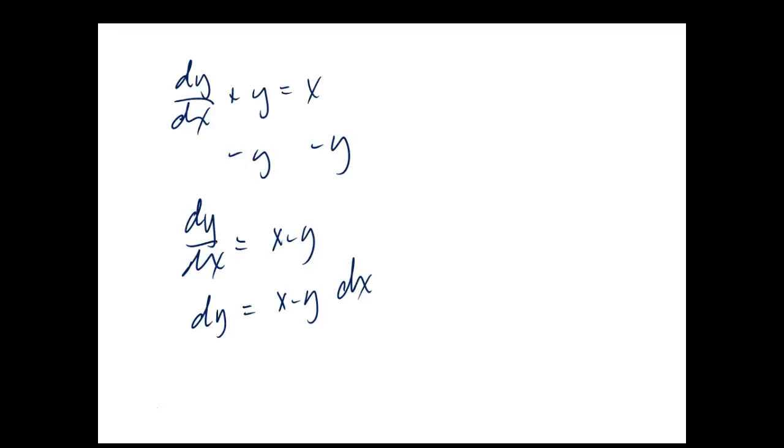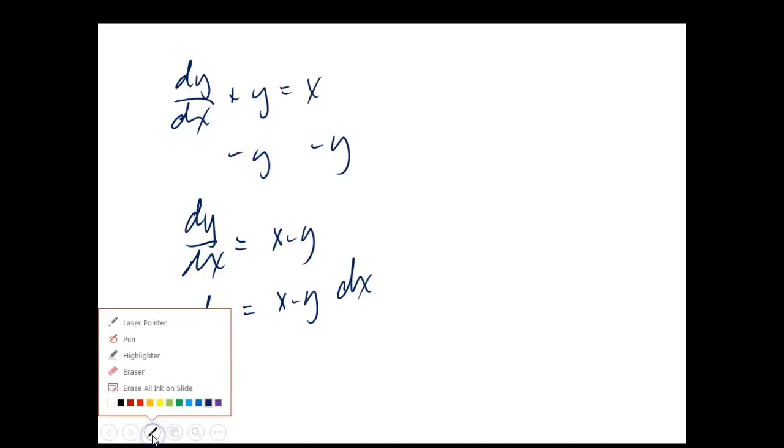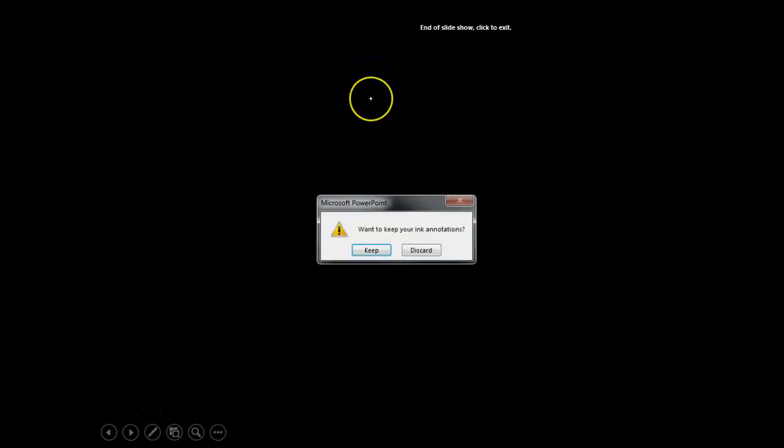The method for solving this, let's go back and remember our form, which is dy/dx plus p of x times y equals f of x.